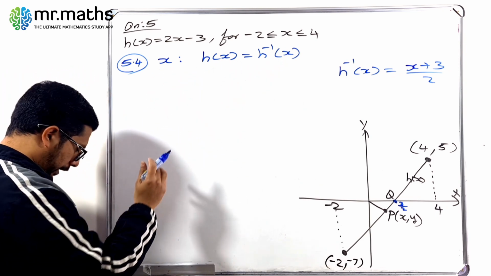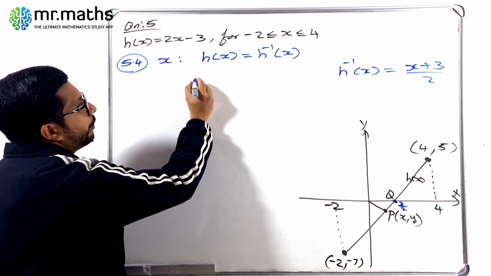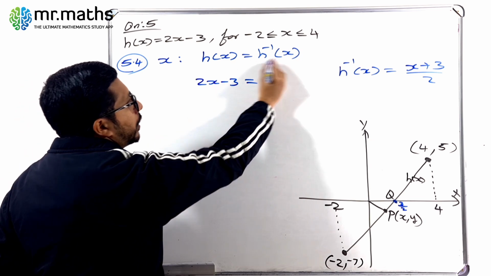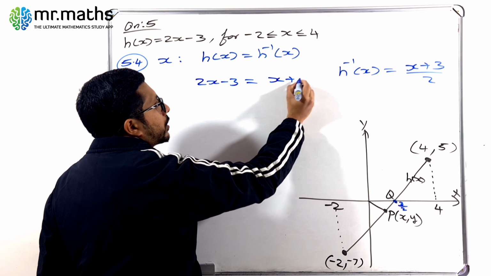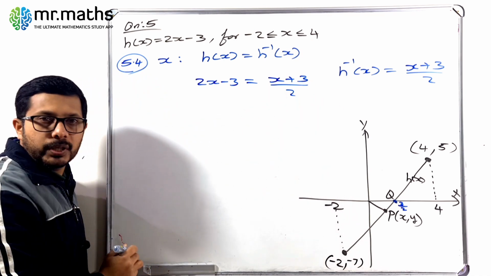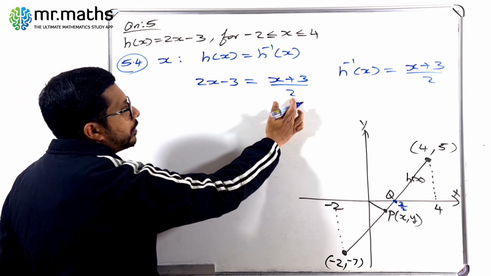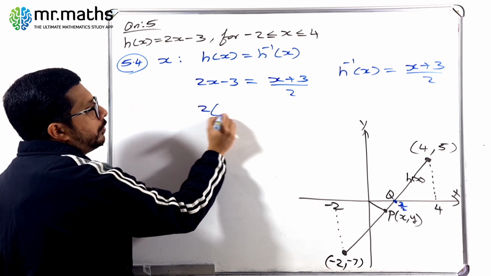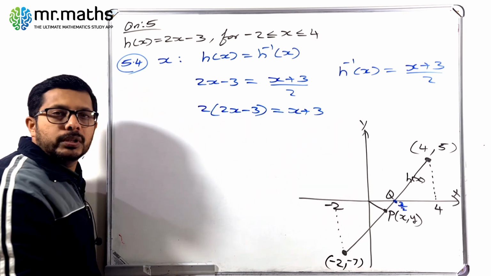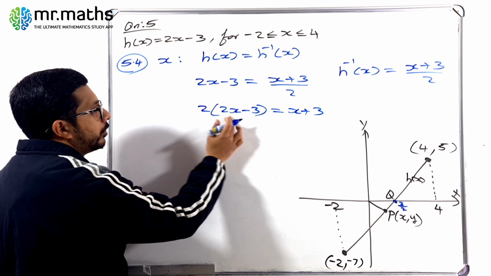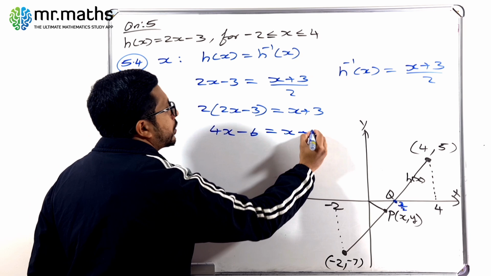Okay, so what is our h of x equation? 2x minus 3. So it is 2x minus 3 is equal to, what is the h inverse of x equation? We got from the previous question, that is x plus 3 divided by 2. Okay, so from here we have to find the values of x. So cross multiply these two. So it is 2 into 2x minus 3 is equal to x plus 3. Now just solve this one and find the value of x. Okay, so 2 into 2x is 4x, 2 into minus 3 is minus 6, is equal to x plus 3.